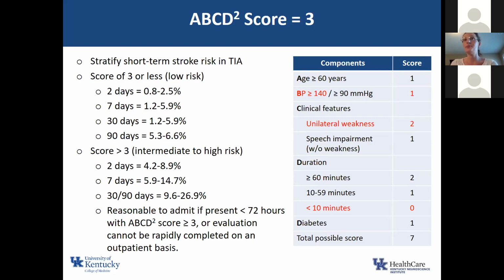But this ABCD2 score accounts for their age, the blood pressure on presentation, their clinical features, whether it was just weakness or just speech impairment, the duration that it lasted, and whether they have diabetes or not. And so our patient had a score of 3. So they're right at the cutoff where you could consider bringing them in. But since technically they're low risk, everything could be done outpatient if that's what the patient chose. And that's what you thought would be safe. And by outpatient basis, it means within the next few days, not within the next couple of weeks.